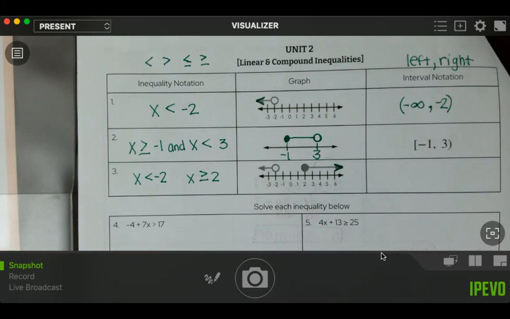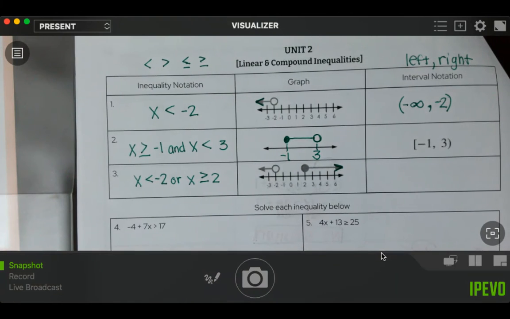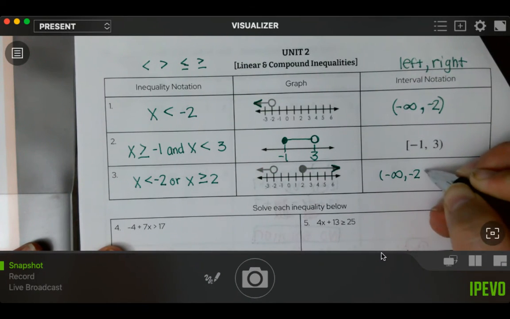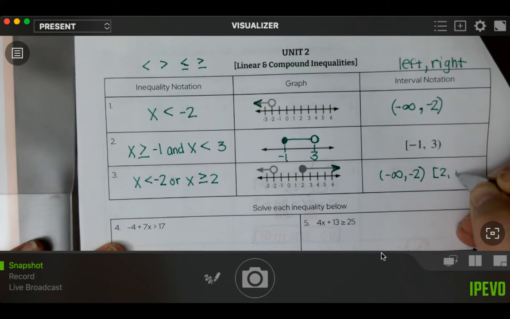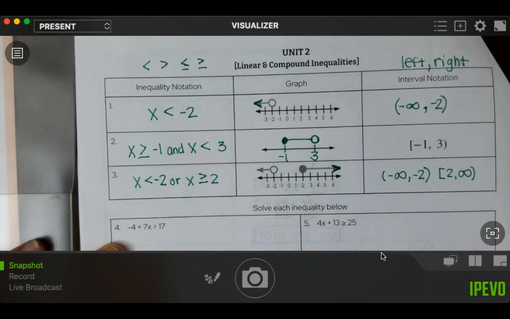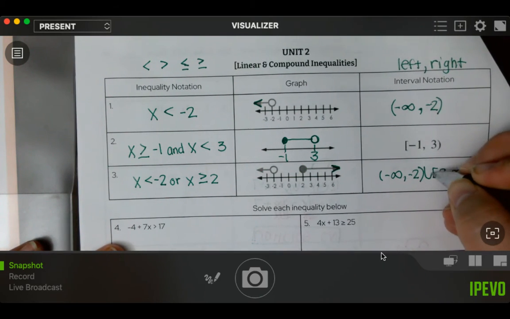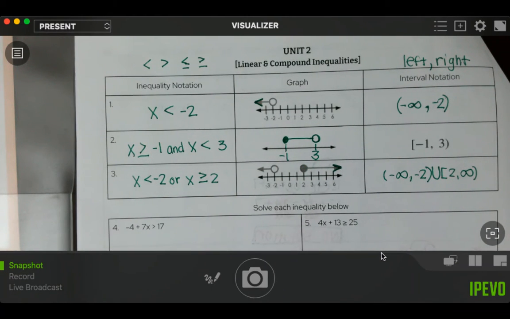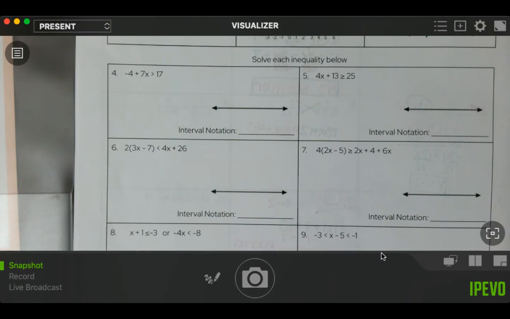Technically, when they go the other way, like this, away from each other, they get the word or in between. The interval notation for this one would be from -infinity to -2, parentheses, because it's an open circle, 2 to infinity, with a bracket because it's a closed circle. And whenever we put two intervals like this, we put a U in between. That's how inequalities work. Now, I'm just going to choose a couple of them down here to solve really quick.